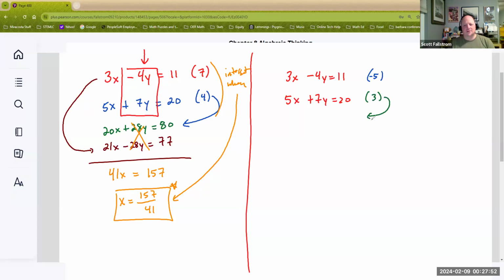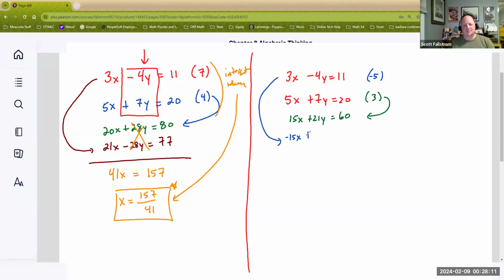Okay, so let's do the 3 one here. So 3 times 5 is 15x. 3 times 7 is 21y. And 3 times 20 is 60. And let's bring the other one down. Here we go. -5 times 3 is -15x.